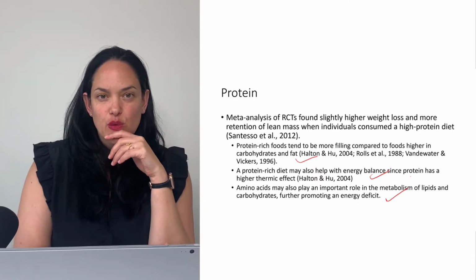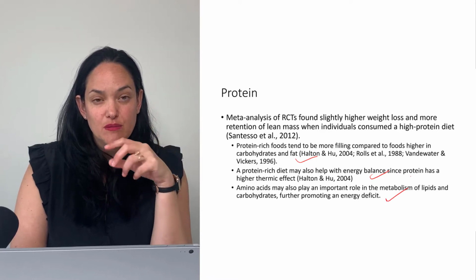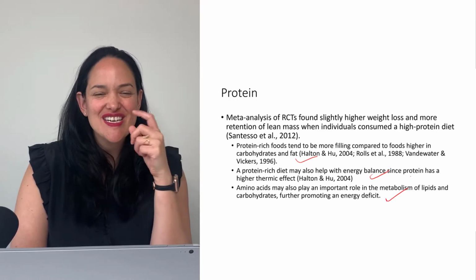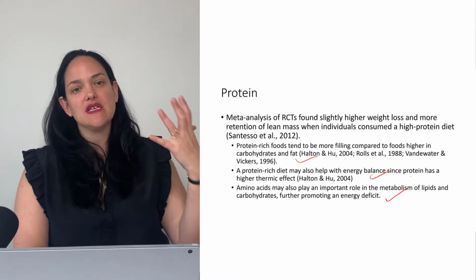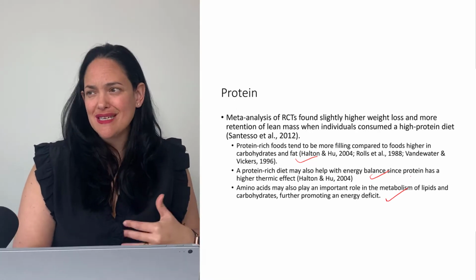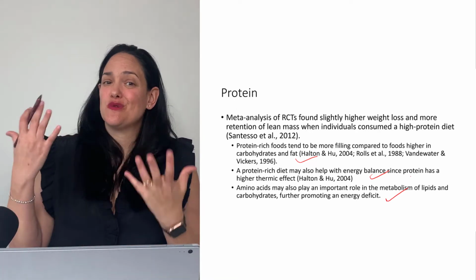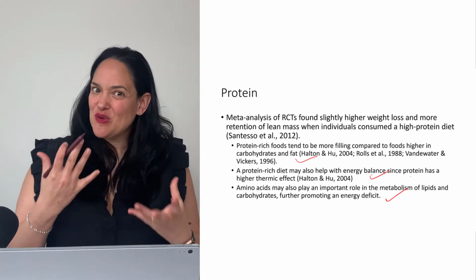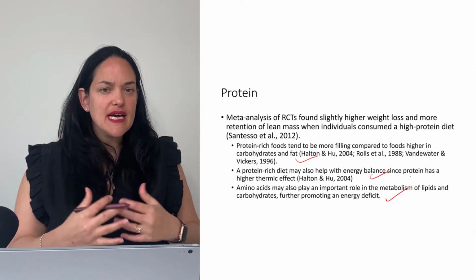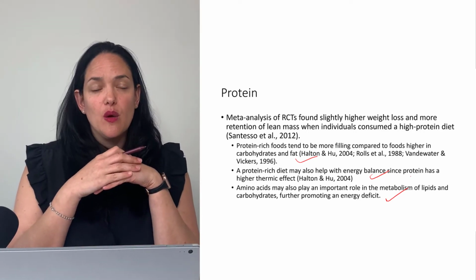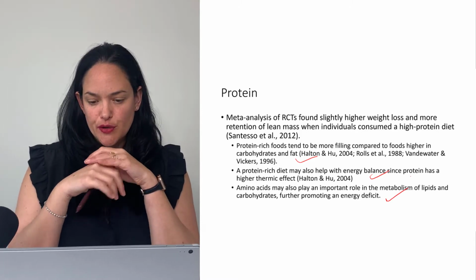Plus, amino acids are important for the metabolism of lipids and protein, and lipids and carbohydrates. So that's another reason why this diet that's higher in protein, I don't mean like 50% protein, I could mean like 20% protein, or 25% protein, a diet that's richer in protein could help with the management of those hunger cues.